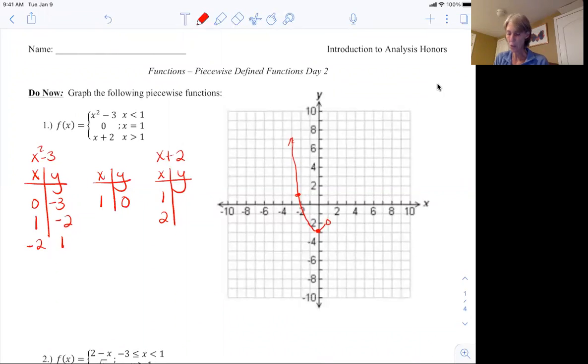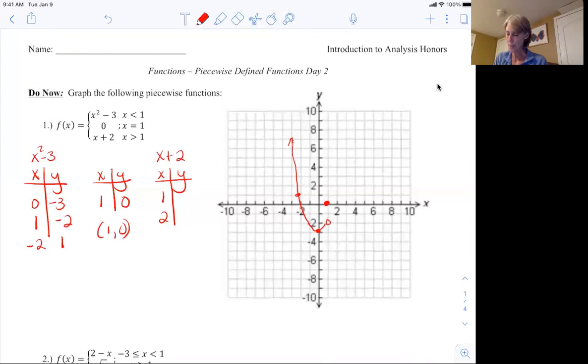The ordered pair, this is just a point. When x is 1, y is 0. So that's the point (1, 0). And I just want to remind you, we plot this as an open circle because of that inequality sign.